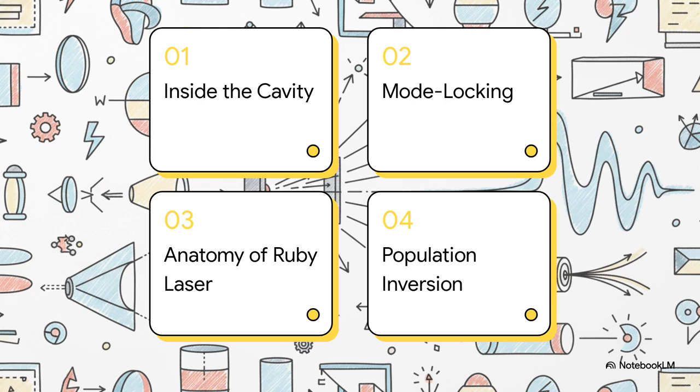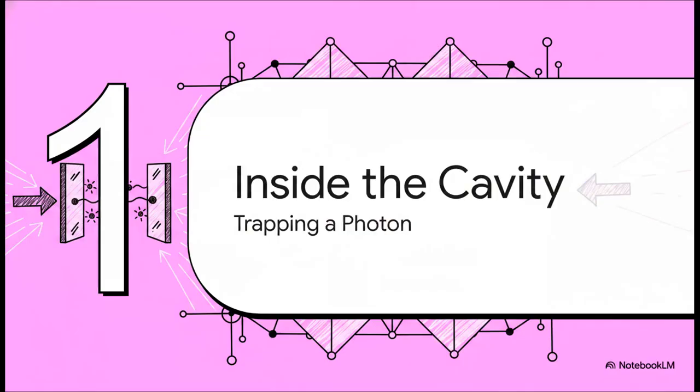Here's our roadmap for today. 1. Inside the laser cavity. 2. The magic of mode locking. 3. Anatomy of a ruby laser. And 4. Achieving population inversion. Okay, let's dive right into this. Section 1. Inside the laser cavity.